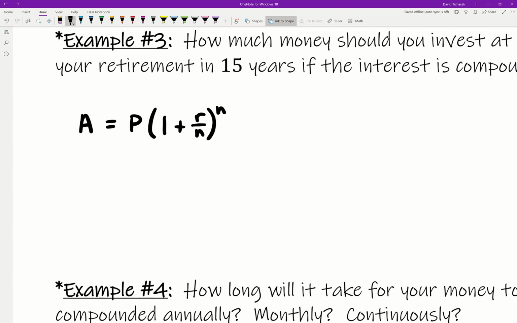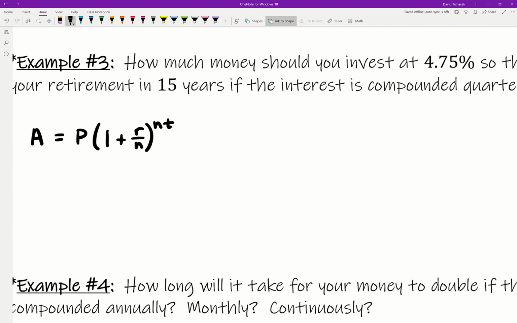And so if we translate the question in terms of the variables in this formula, we might ask ourselves this question: what are they asking for? Well, it says here, how much money should you invest? That is your beginning amount of money. So in terms of the variables in the formula, we might rephrase the question as, what is P going to be in the formula if the roles of all the other variables are the following, right?